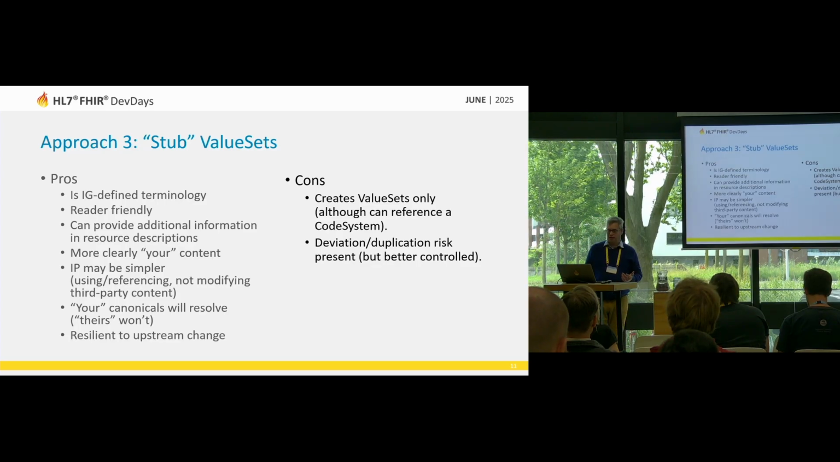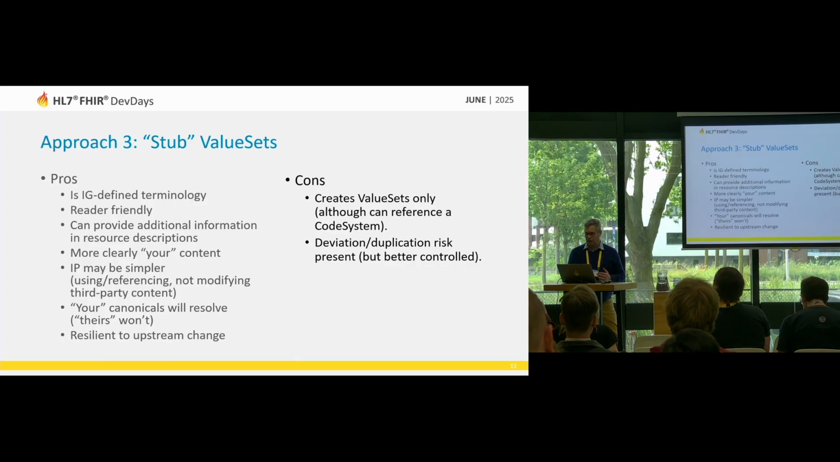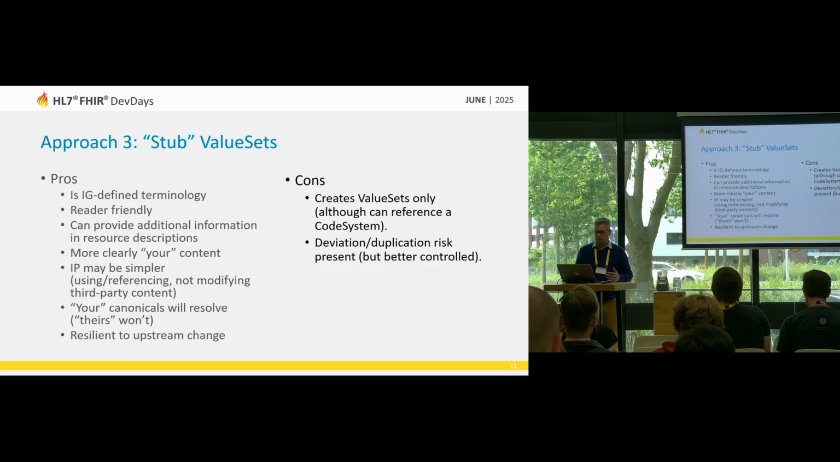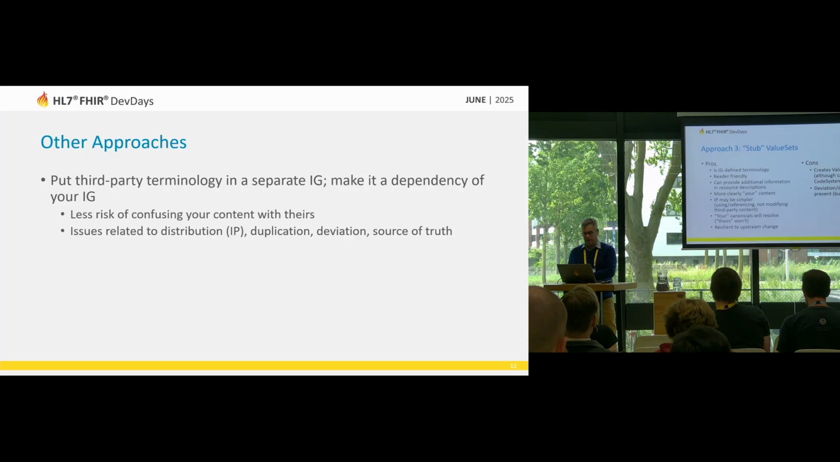On the con side, this mechanism lets you refer to third-party content only through value sets. It's not possible to create a stub code system. There is a little bit of risk of duplication of content and deviation from the source of truth, but it's better controlled, and in some cases, that control may be a benefit.